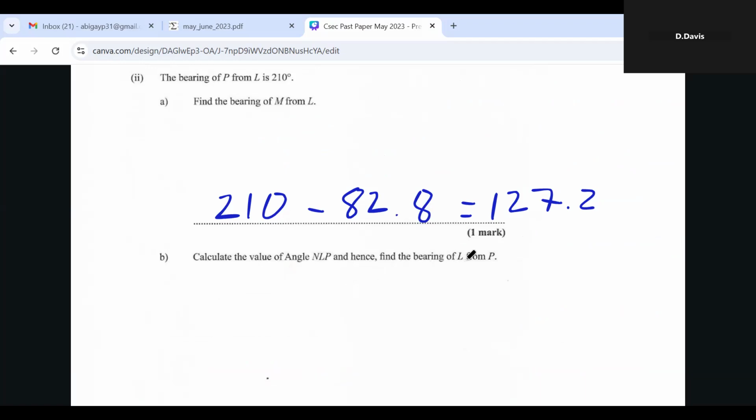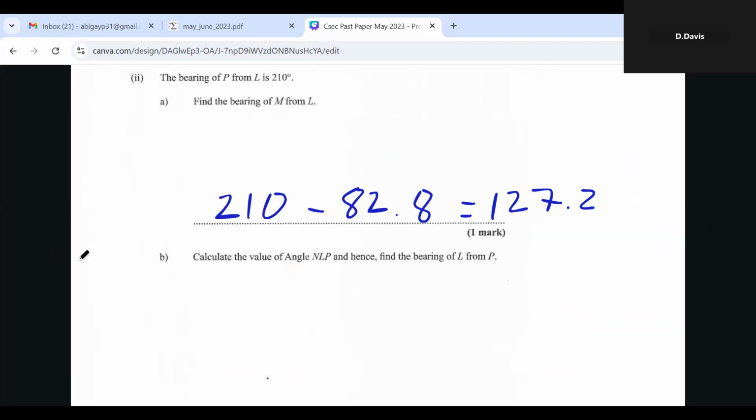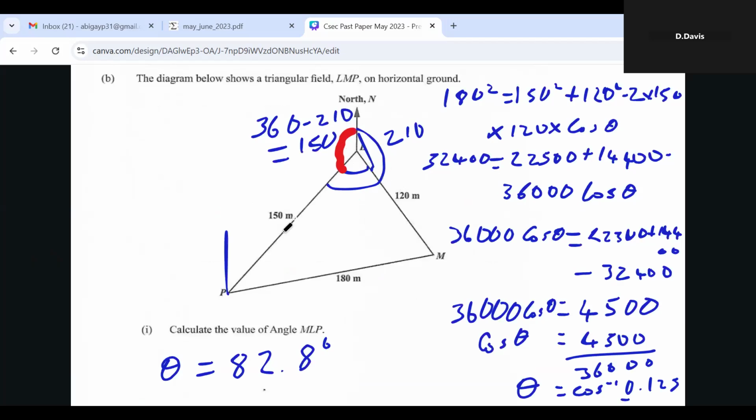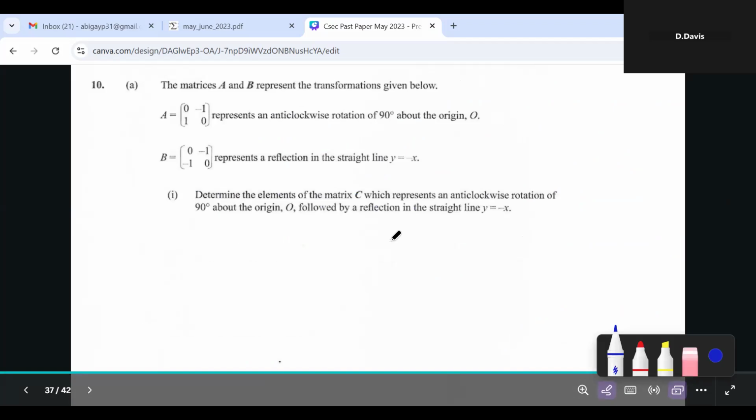Find the bearing of L from P. So P is right here. So from what? L. Oh, L. So we're going back up here. This is what we're trying to find. And since this is a straight line, I am going to subtract 180 from 150. And that will be about 30. And that's our answer here. All right.